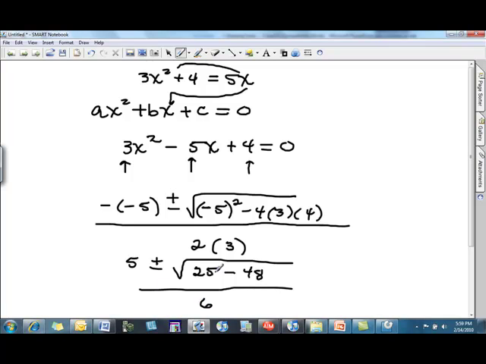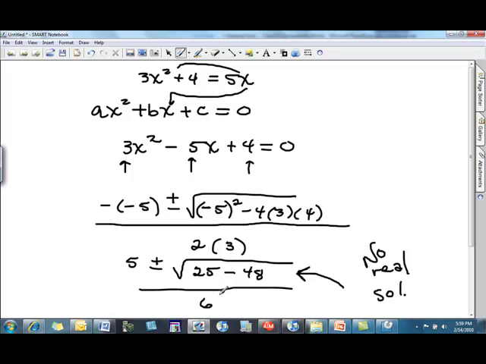If you look at this, 25 minus 48 is a negative number. If you get a negative number right here, you do not need to go any further. You just stop and say no real solution or no real zeros. Because this is a negative problem, you can't take the square root of negative numbers. Those are imaginary, so you stop.